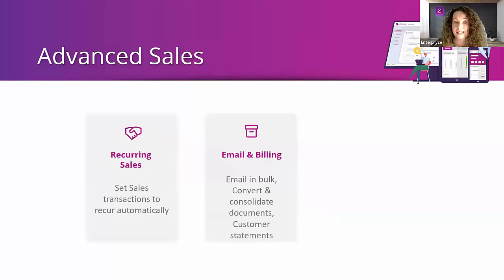So we've got the recurring sales. So if you want something to recur, we've got the email and billing, which is to bulk email or to bulk convert. So I mentioned about having multiple deliveries, for example. And what if for a specific customer, you want to take those, let's say there's 10 deliveries, and take them all through to one invoice without having to go into the invoice screen? You can do that very easily.